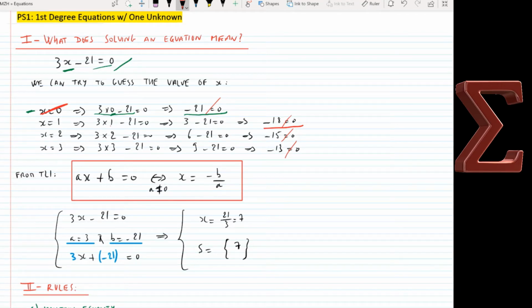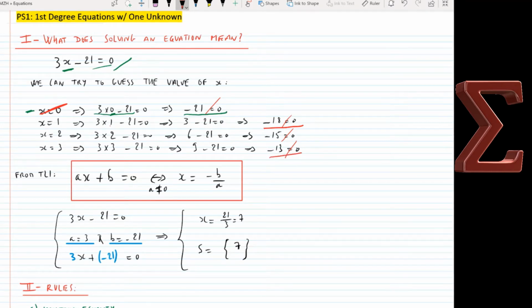We can keep trying. We try x equals 2, then x equals 3. I've done the math. If x is equal to 2, this gives us minus 15 equal to 0, which is obviously not correct. If x equals 3, this gives us minus 12 equals 0. And again, none of these are legitimate solutions for this equation. You've seen here that trying randomly to find a solution for an equation doesn't scale, because so far we tried 0, 1, 2, and 3.